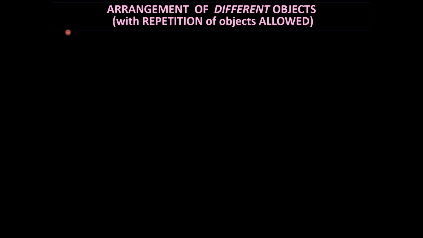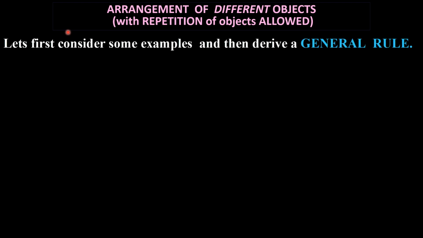Next, we're going to look at the arrangement of different objects, but with repetition of objects being allowed. So let's take an example, and by looking at these examples we'll be able to determine a general rule that can be applied for answering this type of question.